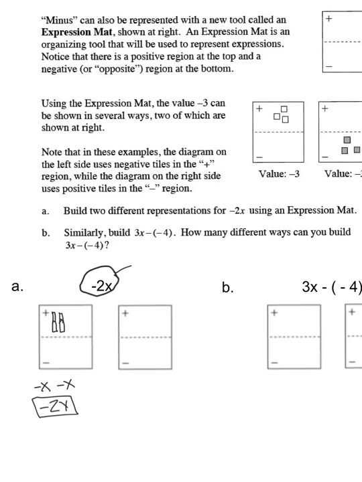Another way to do it is to think about the negative sign being the opposite of. So if I put down in the bottom region a positive x tile and another positive x tile, looking at those just by themselves, that would be 2x, but again, the negative sign means the opposite of. So what is the opposite of x? Well, it's negative x. What is the opposite of 2x? It would be negative 2x.